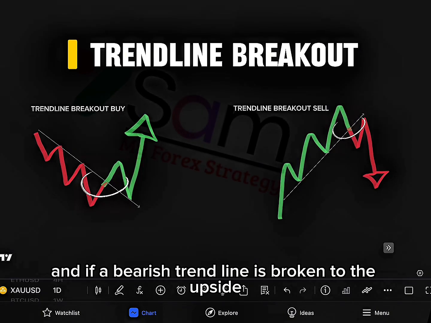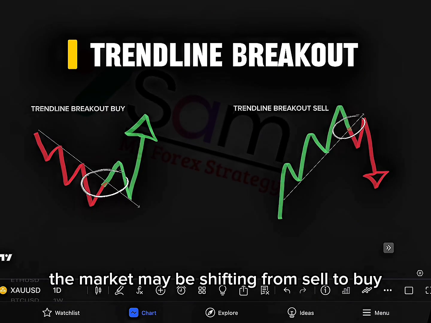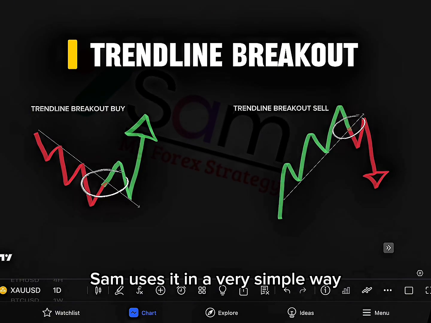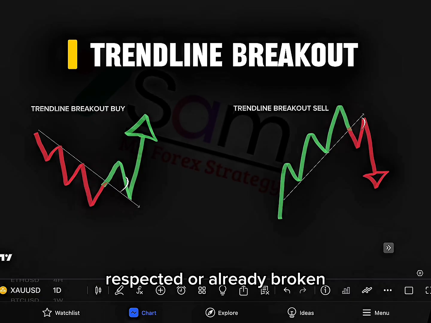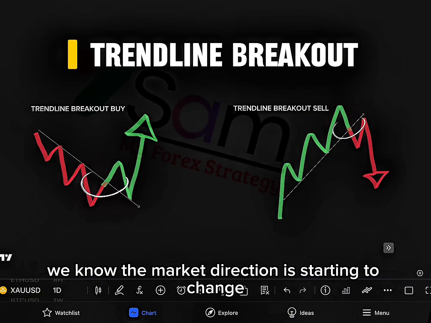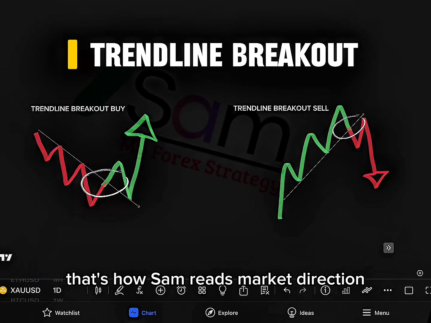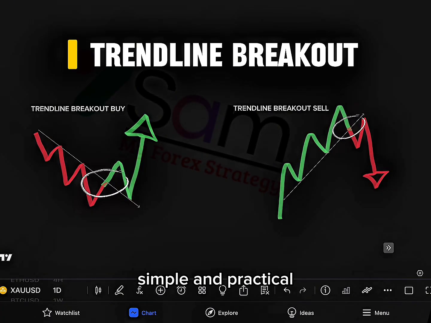And if a bearish trend line is broken to the upside, the market may be shifting from sell to buy. Sam uses it in a very simple way, no complications. We just observe whether the trend line is still respected or already broken. If it's broken, we know the market direction is starting to change. That's how Sam reads market direction, simple and practical.